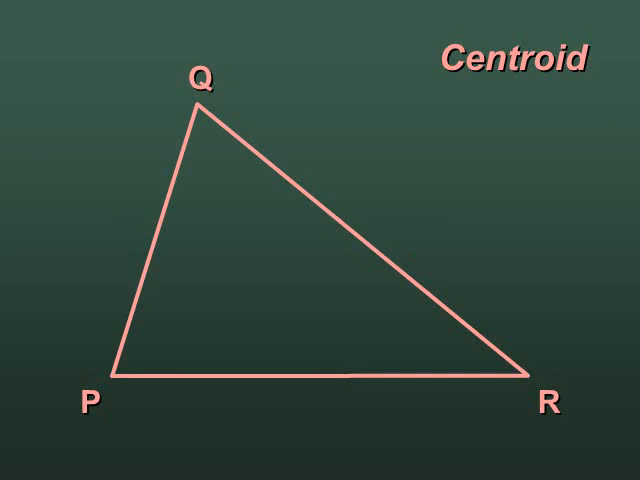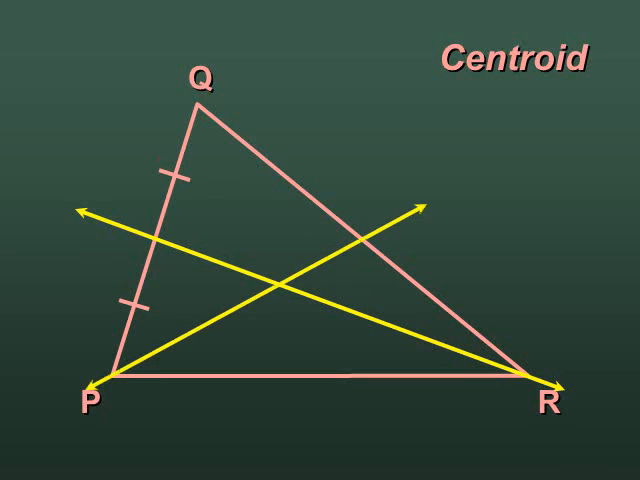Alright, so here we go. We're going to need midpoints of all the segments, and then from that midpoint to the opposite vertices. Okay, so this would be the center of mass, or the centroid, of this triangle.